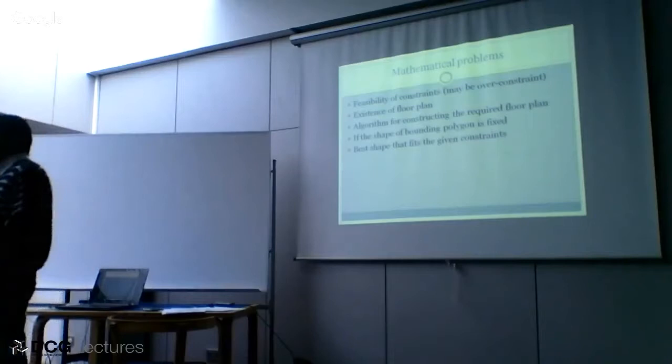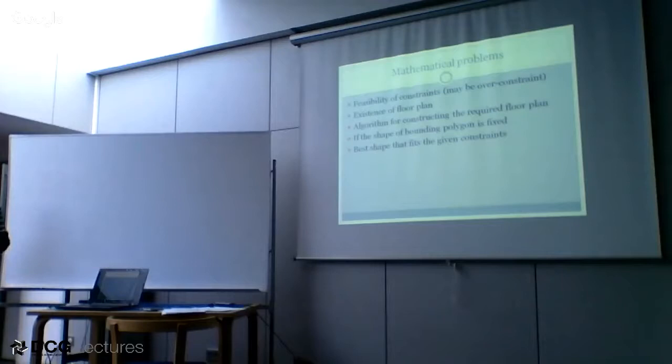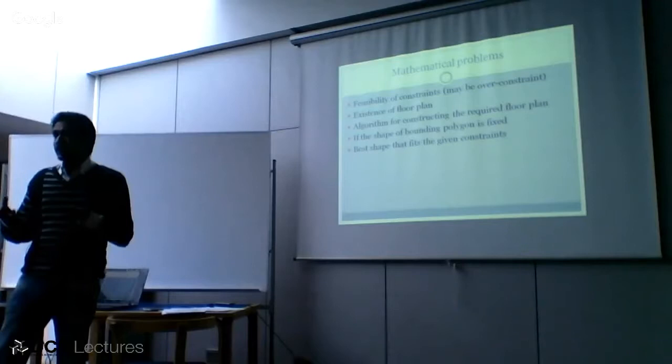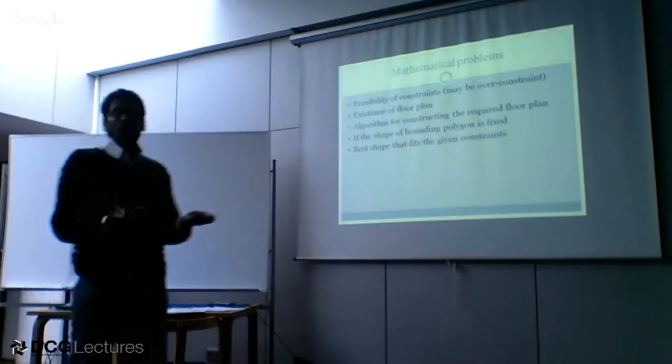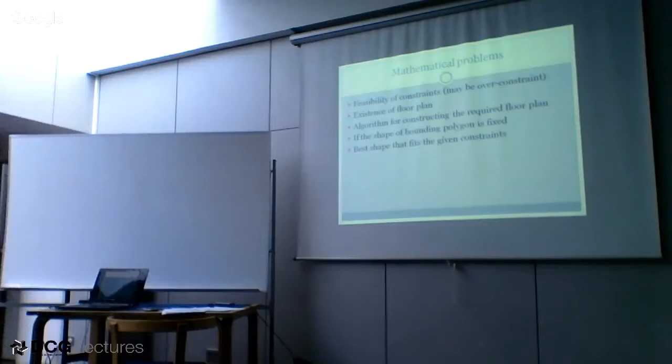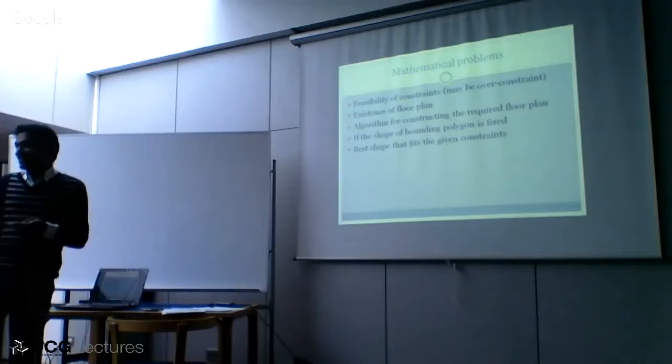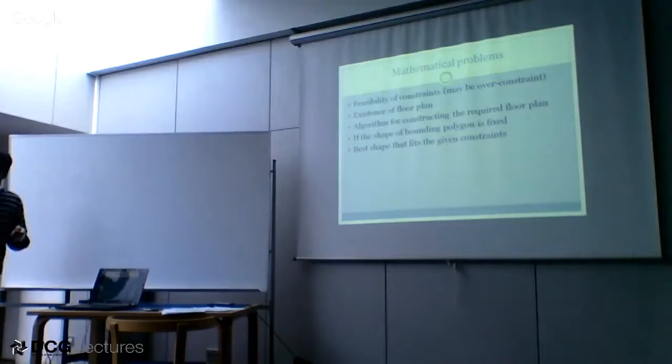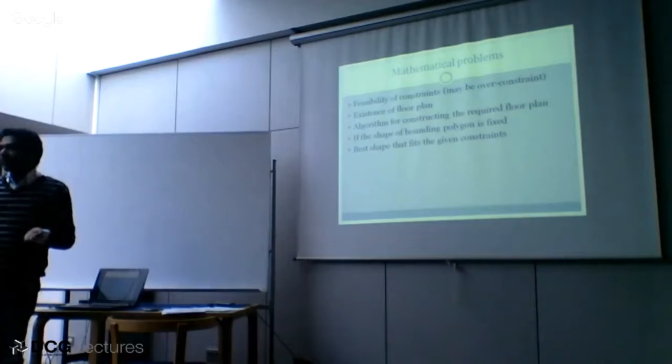So the first thing is the feasibility of the constraints. If I give you a graph, how do you know whether there exists a floor plan for it or not? Maybe the graph which I am asking for is already over-constrained and it is not possible to have a floor plan for it, and we spend maybe 1 month looking for the floor plan. At the end of the day there is no floor plan. So this is typically a mathematical problem: if there is a graph, does there exist a floor plan corresponding to it, to check the feasibility of the constraints.